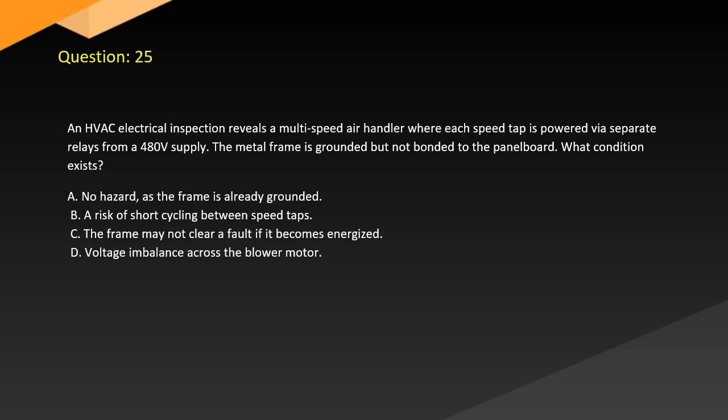Question 25. An HVAC electrical inspection reveals a multi-speed air handler where each speed tap is powered via separate relays from a 400 amp supply. The metal frame is grounded but not bonded to the panel board. What condition exists? A. No hazard as the frame is already grounded. B. A risk of short cycling between speed taps. C. The frame may not clear a fault if it becomes energized. D. Voltage imbalance across the blower motor.